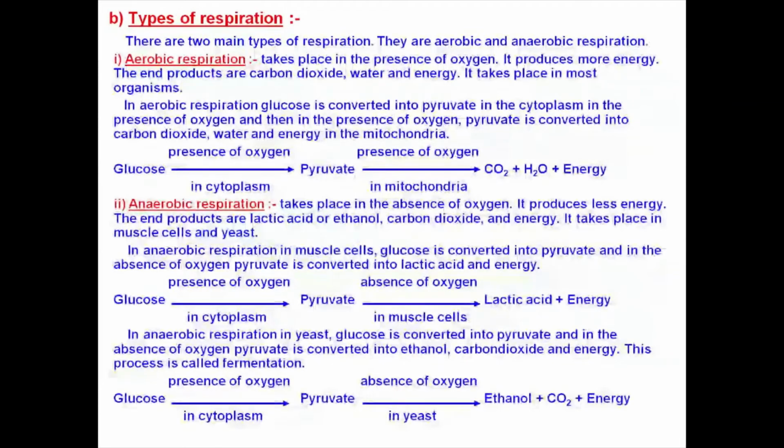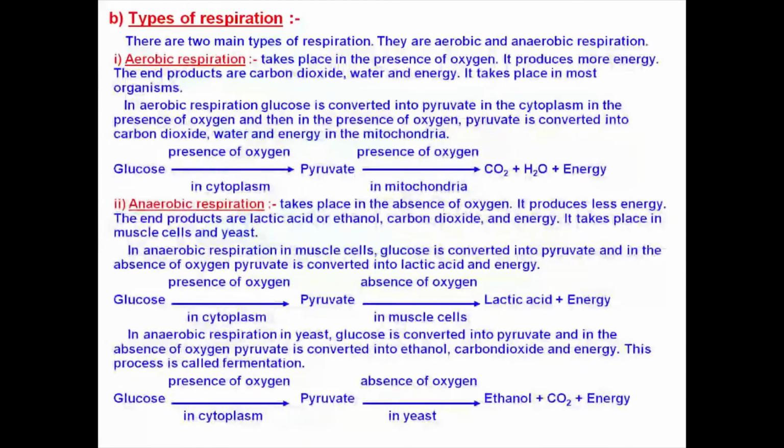Now let us discuss the types of respiration. There are two types of respiration: aerobic respiration and anaerobic respiration. Aerobic respiration is the type of respiration in which the food is broken down in the presence of oxygen. It produces more energy as compared to anaerobic respiration. The end products are carbon dioxide, water, and energy. It takes place in most organisms.